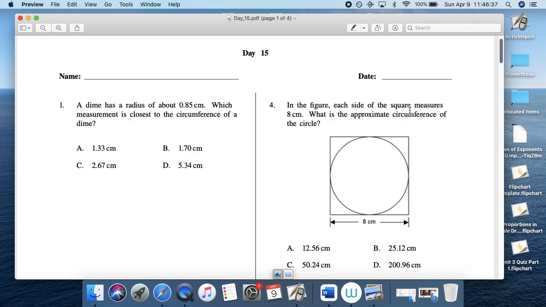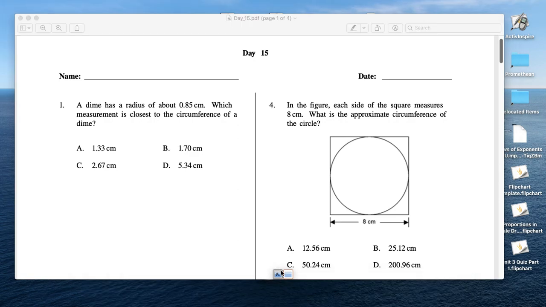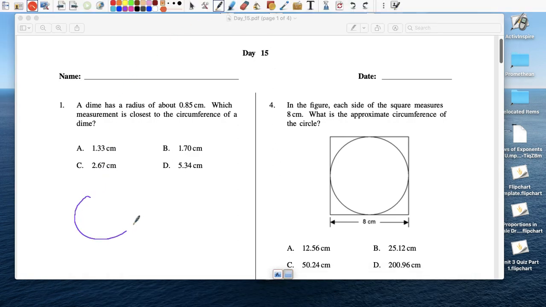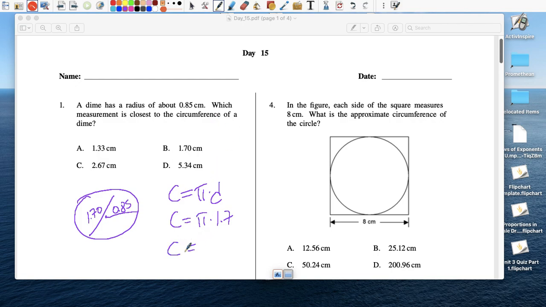A circle whose diameter has a radius of 85 centimeters. Which measurement is closest to the circumference? Okay. So we have a circle. The radius is 0.85, which means the diameter is 1.7. We want circumference. C equals pi d. C equals pi times 1.70. And then we can multiply that. So 1.7 times pi, enter, we get 5.34. Circumference is 5.34 centimeters.